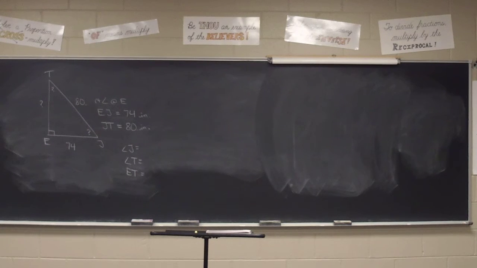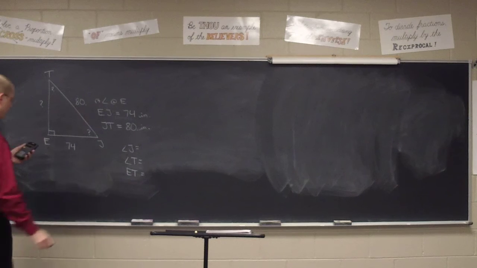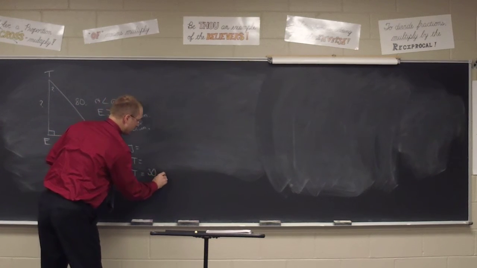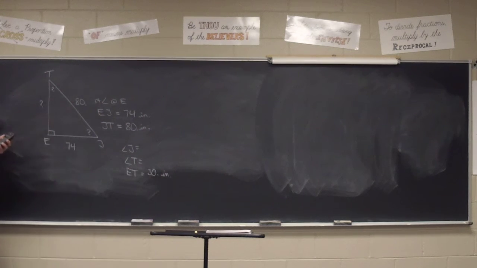What's the first thing we should find, class? The other side. Let's go get the other side. How many sig figs are we allowed in our answer? Only 2, unfortunately. And this is not drawn to scale at all. ET is probably going to come out really small. That's my guess anyway. It's 30.397, rounded to only 2 sig figs, so 30 inches. All right, so that takes care of ET.